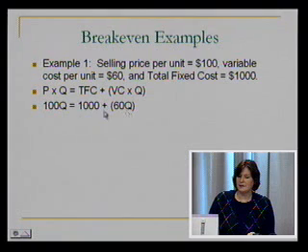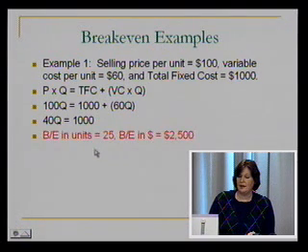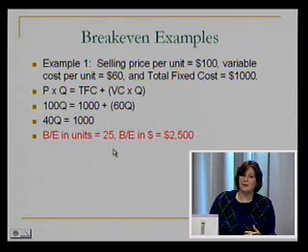Moving our 60Q over to the other side, we subtract it from both sides, and we end up with 40Q equals 1,000. Divide both sides by 40, and the quantity we need to break even is 25. Sometimes we'll be asked for the break-even point in dollars. All we do to get that is multiply the quantity times the selling price.